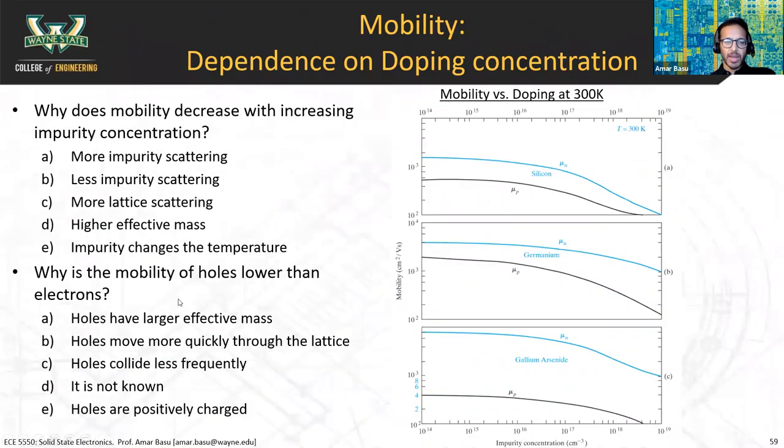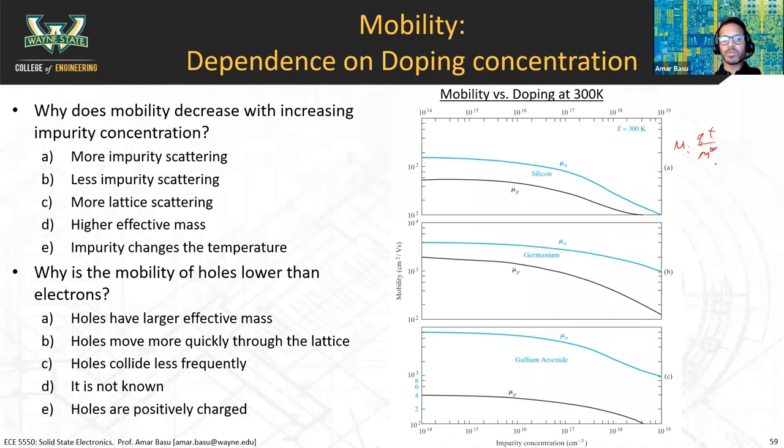Okay. And that brings us to the second question here. Why is the mobility of holes lower than electrons? It turns out it's because the holes have a larger effective mass. Okay, you know how mobility is q times the time between collisions divided by the effective mass. Holes have a larger effective mass, so they end up having a lower mobility.